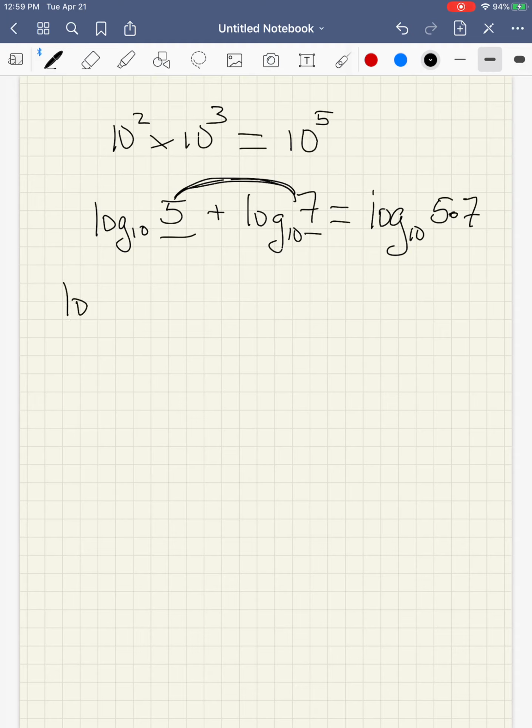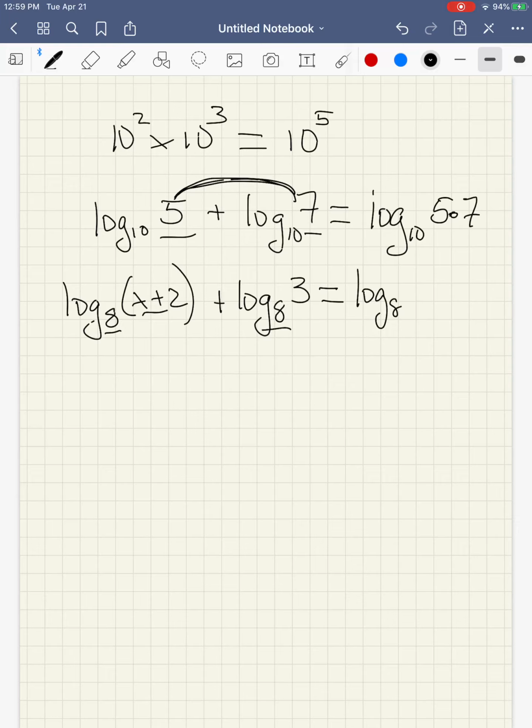All right? If we have log base 8 of x plus 2 plus log base 8 of 3, that's the same. See, these are the same bases, right? Log base 8. So we'd write log base 8. And these exponents were being added, so these are what are called arguments. The arguments are actually being multiplied.